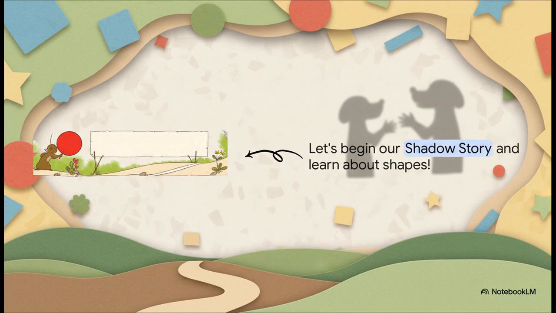So, today we're going to explore a really magical chapter from your textbook, all about shadows and shapes. It's going to be a lot of fun, I promise.